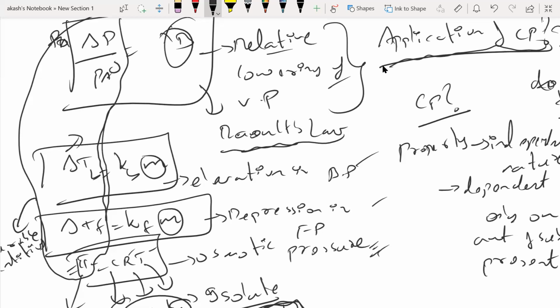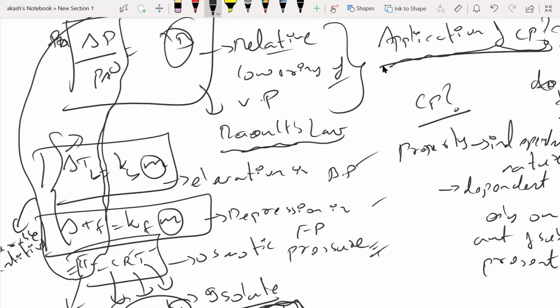Sir, in the formula pi equals CRT, T can be taken as 25 degrees and R is constant, sir. So all we have to do is C, concentration. Wait, you are deviating a little. So you can tell that T can be 25 degrees Celsius. That is room temperature. Yes, sir. Correct. Right.